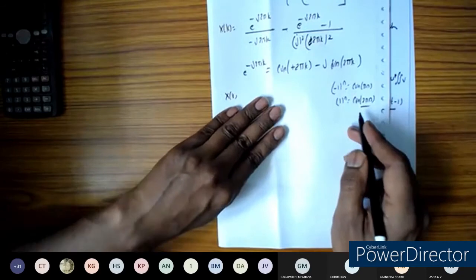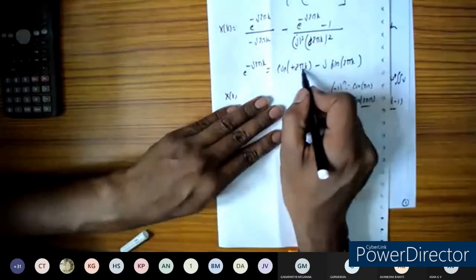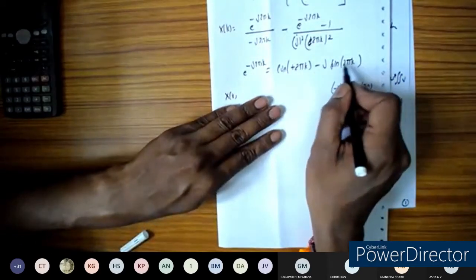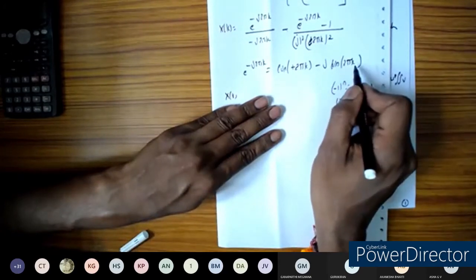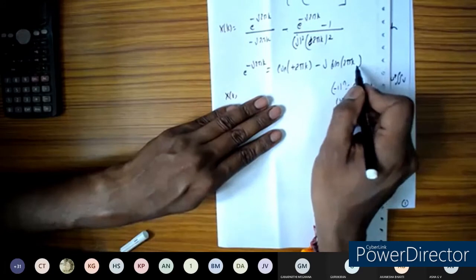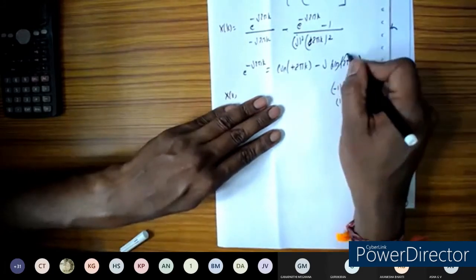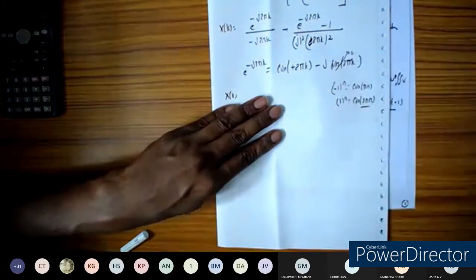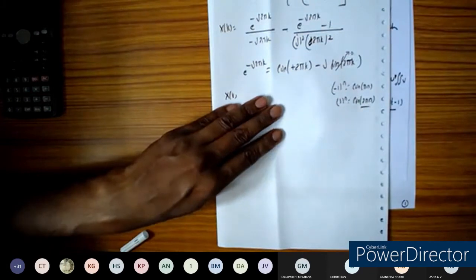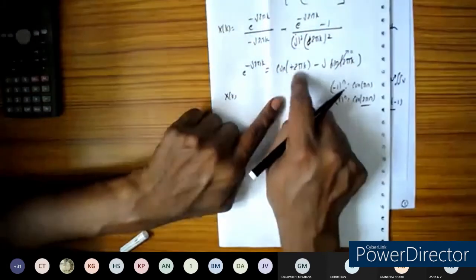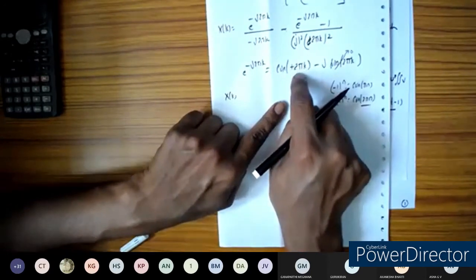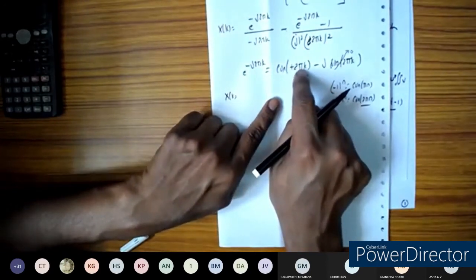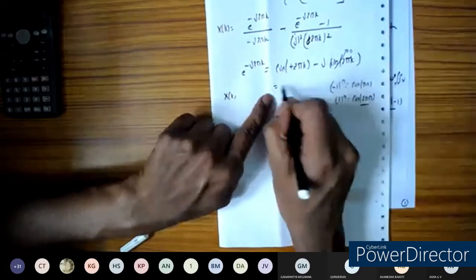Okay, so what we can do is, here we have cos 2 pi k minus j sin 2 pi k. Sin 2 pi k is nothing but sin 0 is 0, sin 180 is also 0, sin 360 is also 0. So this value will become equal to 0, and the value of cos 2 pi k will become equal to 1.